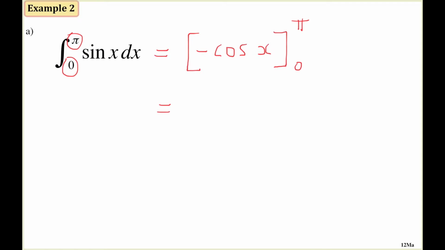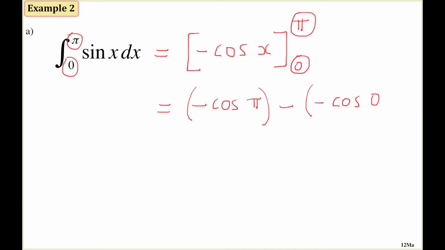So that becomes negative cos pi, because remember we're putting in pi everywhere we see x first, minus, now everywhere we see x we're putting in 0, minus cos 0. Many ways you can do this. You can convert pi to 180 and do it on your calculator, or I'm going to just do it this way.